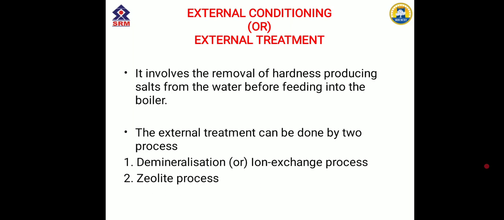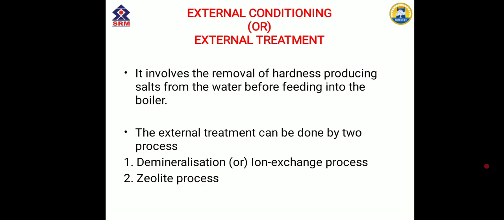The process of removing hardness producing salts from water is known as softening of water or conditioning of water. Softening of water can be done by using two methods. First one is internal treatment, second one is external treatment. In this we are going to see about the topic external conditioning or external treatment. It involves the removal of hardness producing salts from the water before feeding into the boiler.